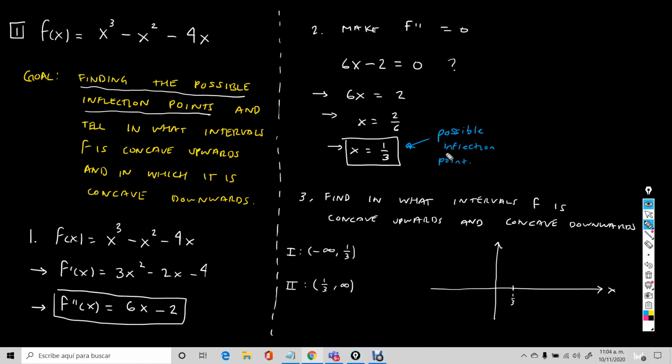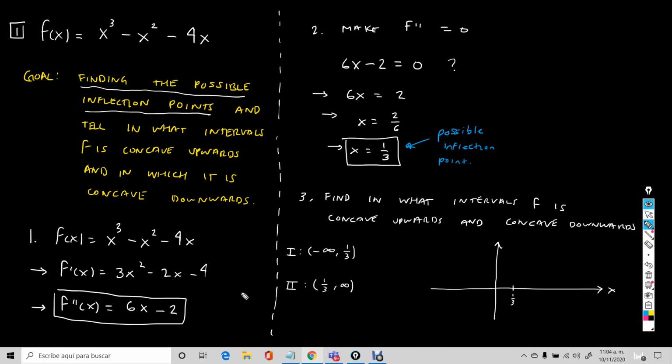And if this is in fact an inflection point, my concavity has to change at this point. Either your function is concave downwards in this section and then concave upwards at this point, or the other way around: concave upwards from -infinity to 1/3, and then concave downwards. And how do we tell?